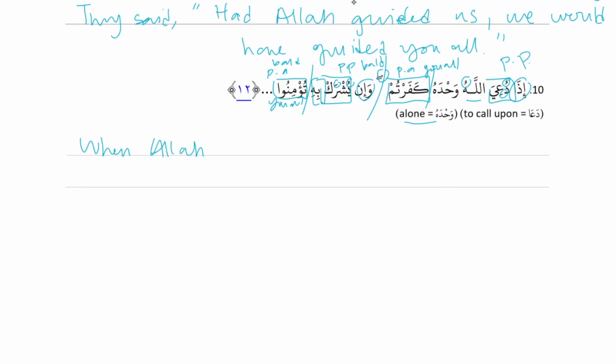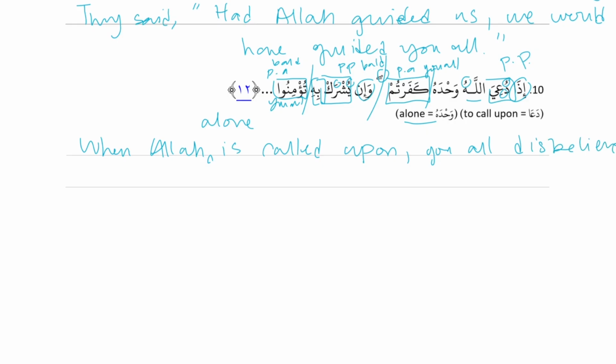Subduer was action, but Ida makes it present. So when Allah is called upon, when Allah alone is called upon, wahdahu. When Allah alone is called upon, kafartum, you all disbelieve. Again, present tense because of the Ida.